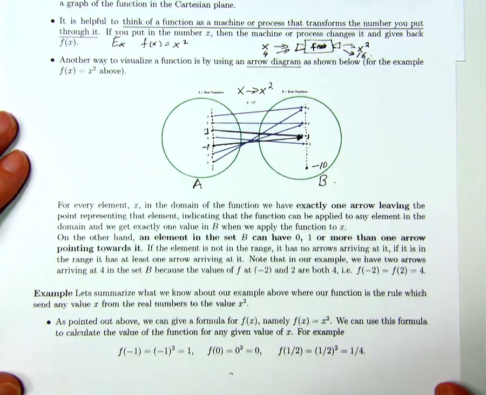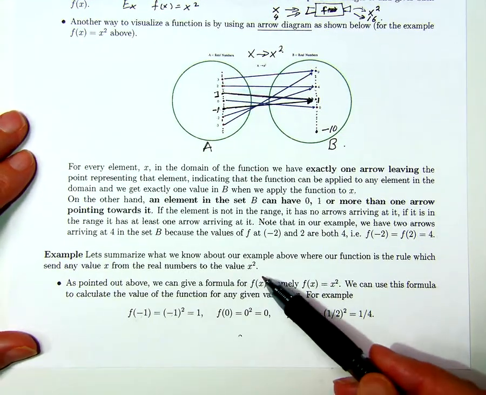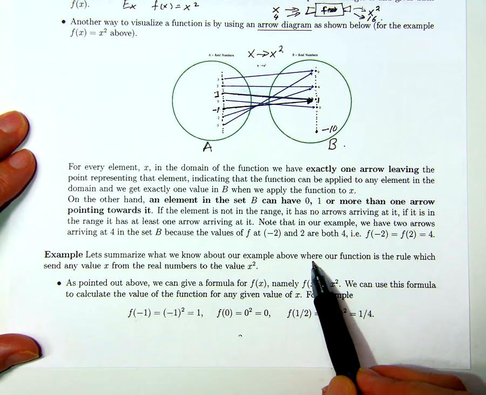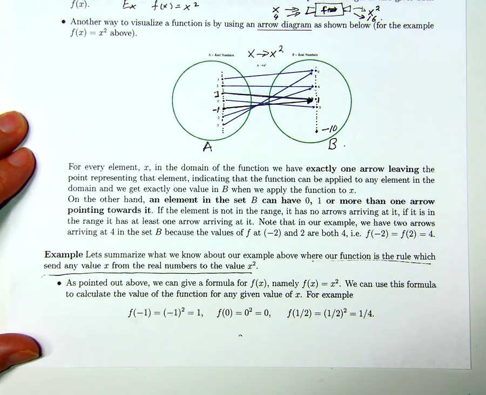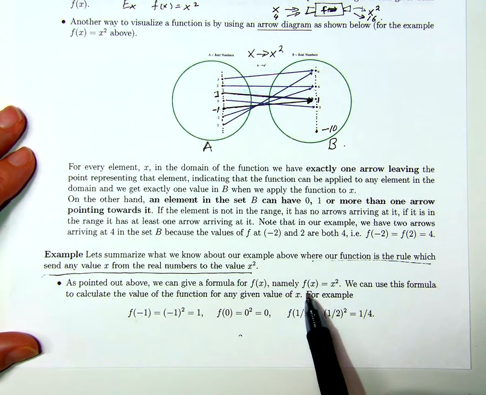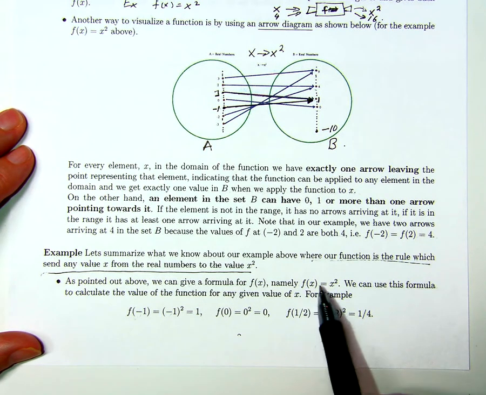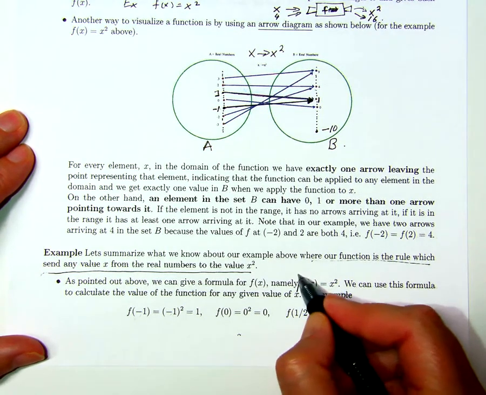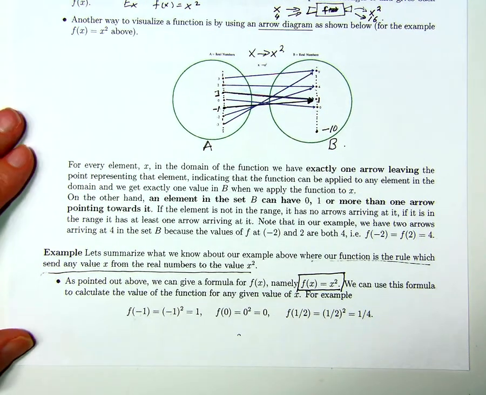What does all of this mean for our example? Let's just summarize what we know about our example, where our function is the rule which sends any value x from the real numbers to x squared. Well, we can give that function a name, f of x, and we have a single formula to express what f of x is. F of x is x squared. You'll see examples where you don't have a single formula, but in this case we have a single unifying formula describing exactly what our rule is, and that says f of x equals x squared.